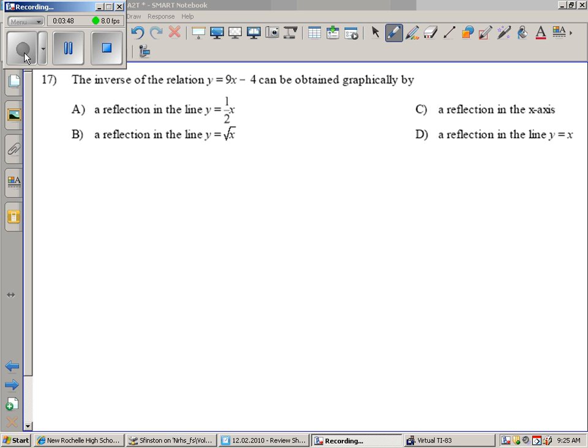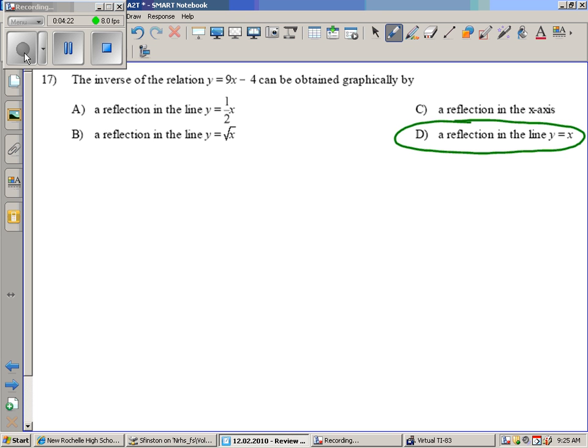17 is directly related to something I told you yesterday. It's an easy question to remember. All you need to know is a fact. The inverse of that equation can be obtained graphically by what? It's nothing more than a pure fact. Is it a reflection? I told you it was a reflection in a very, very, very famous line. Teddy? Perfect. That's all it is.